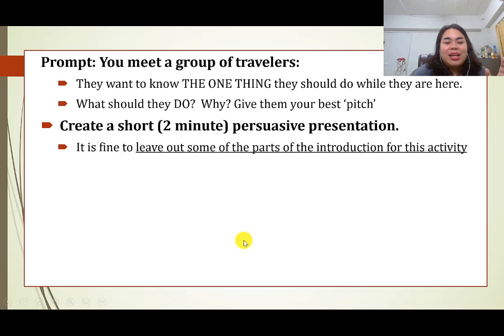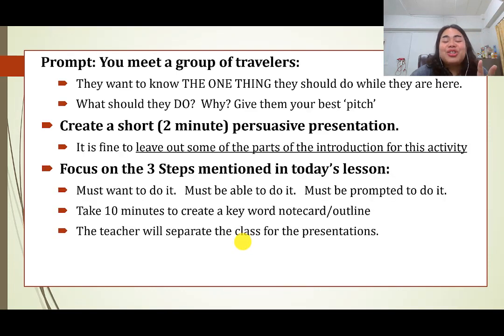So imagine a scenario, okay? Prompt. This you might have, if we have time, we might do it in class, but if not, imagine it with me right now, okay? Like a mental exercise. Now, if you meet a group of travelers and they want to know the one thing they should do while they're here, they only have a short period of time to stay here. So what should they do? Why? Give them your best pitch, okay?